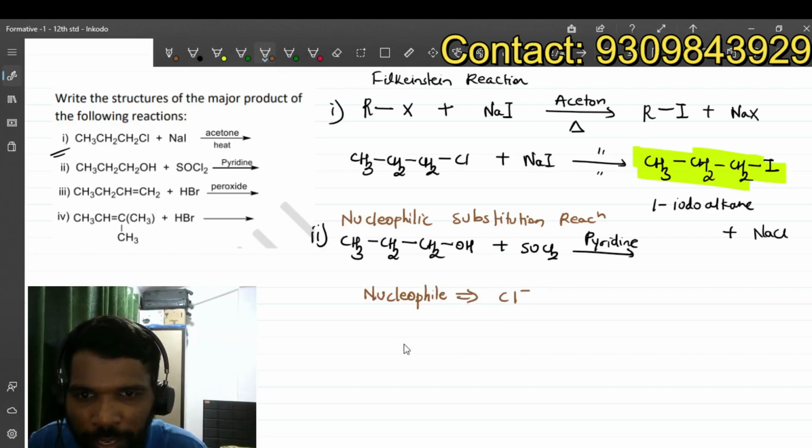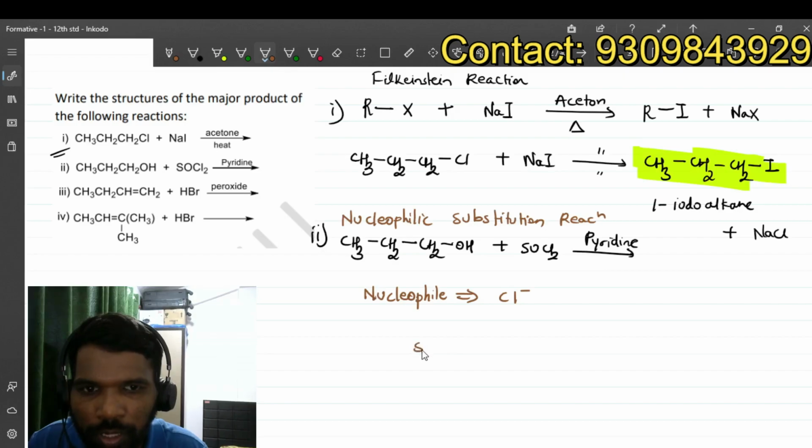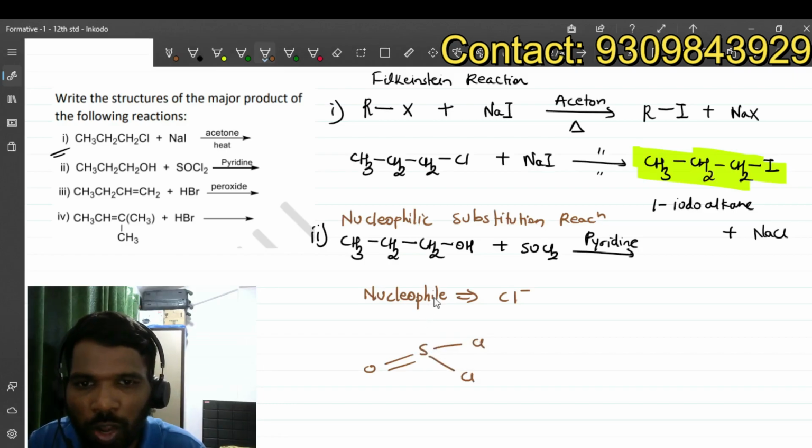How is it generated? It is generated from thionyl chloride. This is sulfur, the central atom. This is double bonded oxygen. There is this chlorine and this chlorine, right? So how many electrons? Sulfur has six valence electrons. Let's also have a look at chemical bonding and molecular structure. One, two, three, four, five and six. This is a lone pair of electrons.